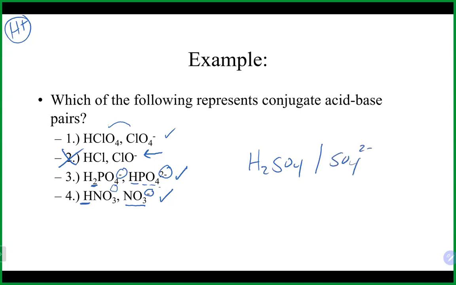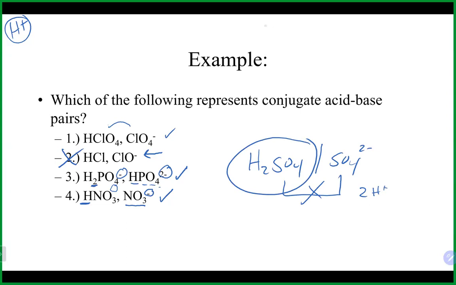Are these guys partners? These two guys are not partners either, because the difference here is 2 H pluses. That's because this one right here is what's referred to as a diprotic acid. It has basically 2 hydrogens that could come off. And by the way, hydrogens actually come off one at a time.